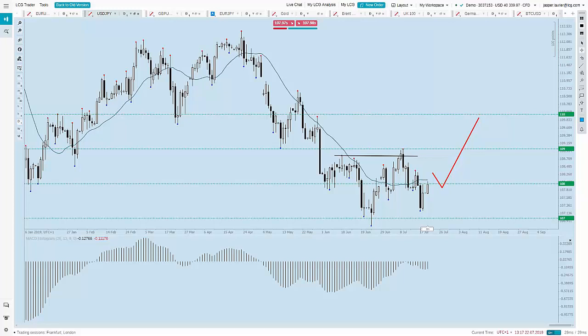But we've dropped down, couldn't hold 108, but we were able to hold 107 so far. We've had a decent couple of candles rallying up. So maybe it is that we don't actually get back down to 107 again. Maybe this fractal gets confirmed.